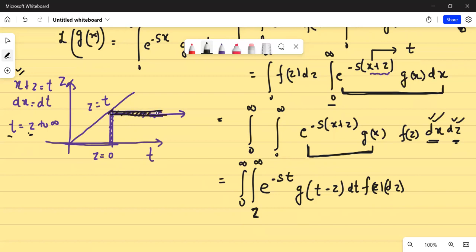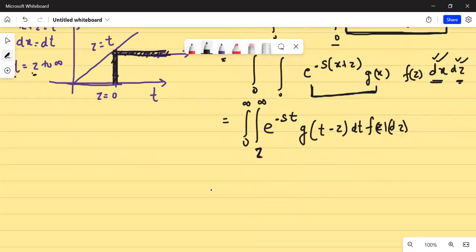So you are integrating on the horizontal strip. Instead of integrating on the horizontal strip, I will integrate on the vertical strip. So vertical strip is what? I have to integrate it from z equal to 0 to z equal to infinity. So here you are integrating with respect to t, and then you are integrating with respect to z. Now I will integrate with respect to z, and then I will integrate with respect to t. Is that clear? So I'm changing the order of integration.